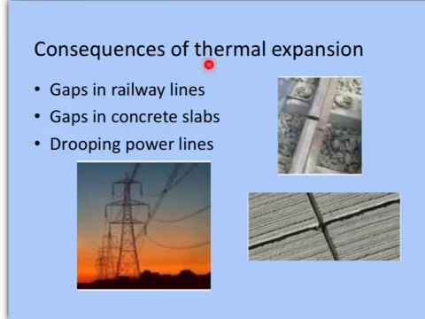Consequences of thermal expansion. First one is gaps in railway lines. There's a gap there to allow for expansion. And then gaps in concrete slabs. This gap here, that gap there. And then drooping power lines. These power lines are sagging.